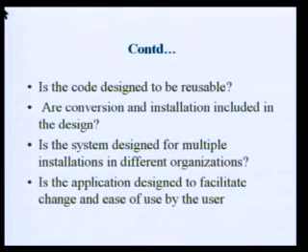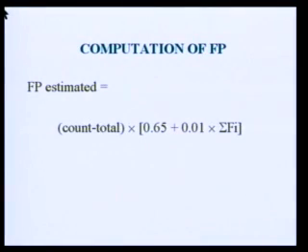So in this way you have a total of 12 points. On each and every point you need to associate a constant depending upon a number from 0 to 5. So F1 might be equal to 3, F2 might be equal to 5, something like that. Then you have to add all these to provide the input for the formula. FP estimated is equal to count total × (0.65 + 0.01 × ΣFi). So in this way you will be calculating this particular formula, and then you will get the function point.